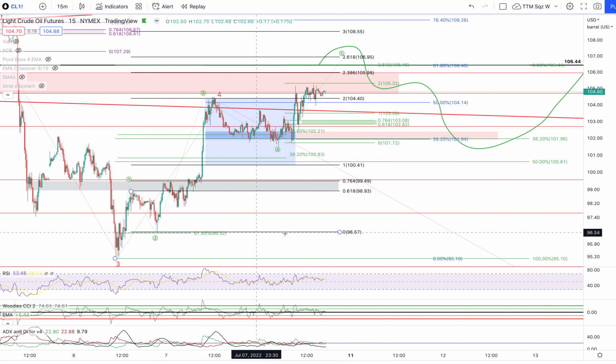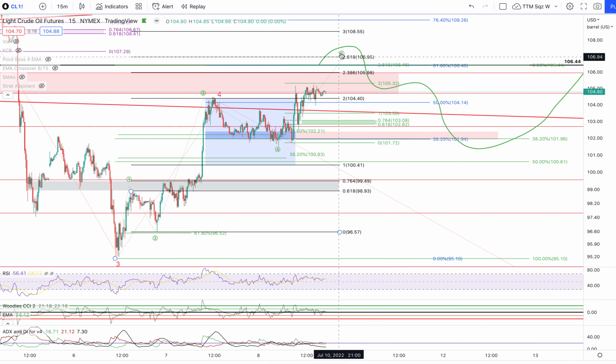But that's one of the things that makes this very, very tricky: you've got 5 down, and now you've got 5 up. So it could do anything. But these are the parameters right here. So keeping it super short and simple, somewhere between where it is now and 109.26, I would expect a pullback.